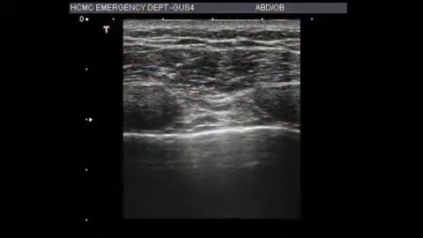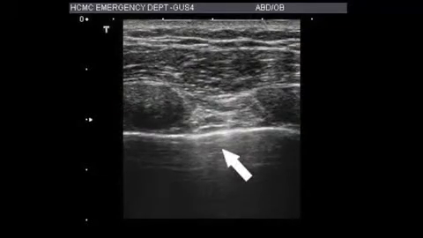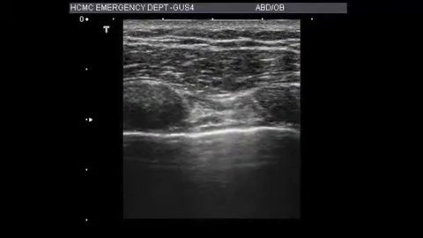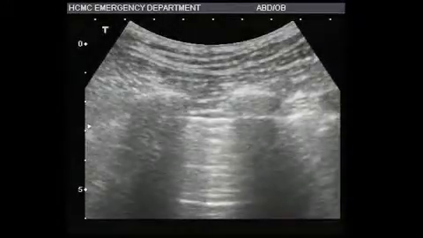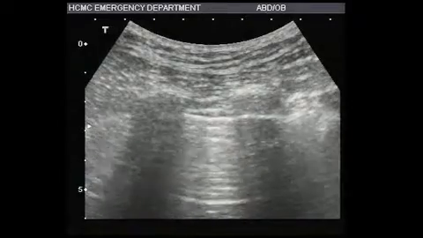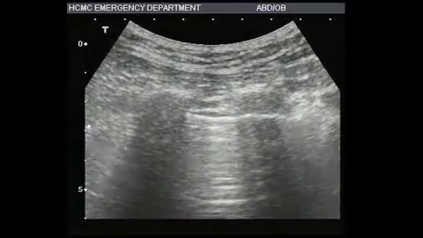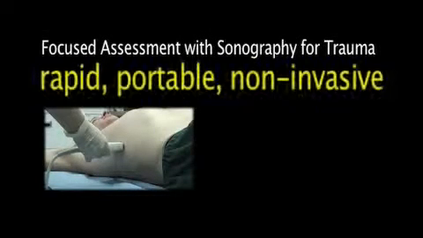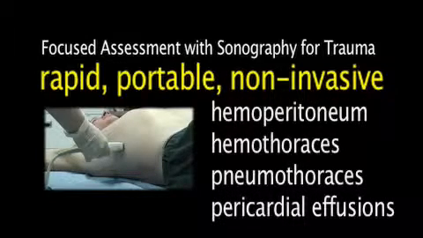A normal pleural space will show the hyperechoic layers of the pleura sliding beneath the ribs. When a pneumothorax is present, air does not allow for the transmission of ultrasound waves and the sliding sign is not observed. Remember, the FAST exam is a rapid, portable, and non-invasive way to detect hemoperitoneum, hemothoraces, pneumothoraces, and pericardial effusions in trauma patients.